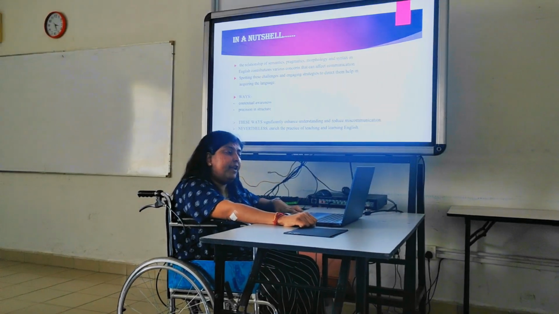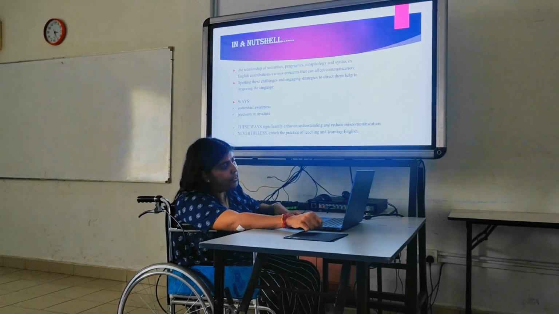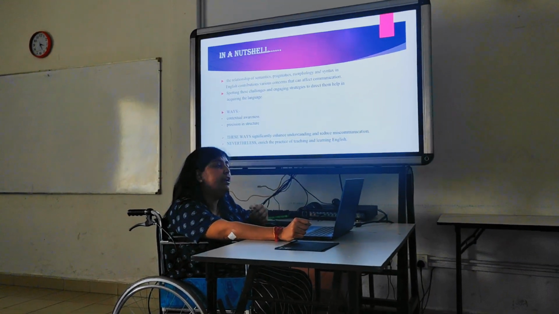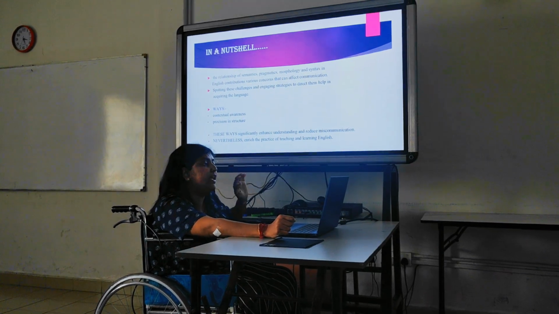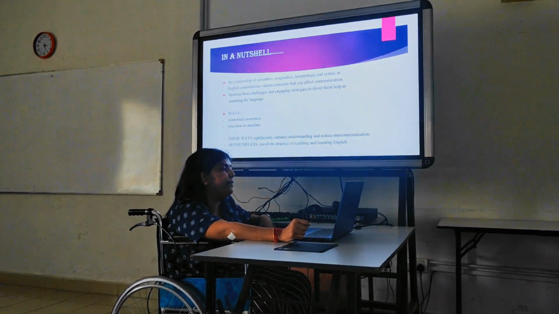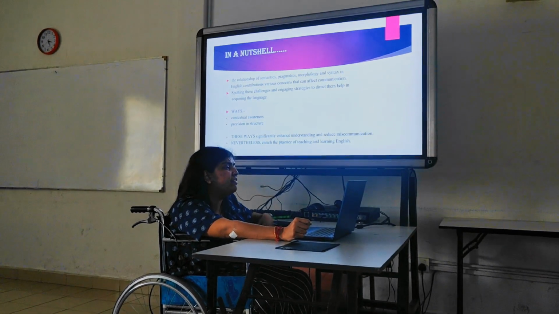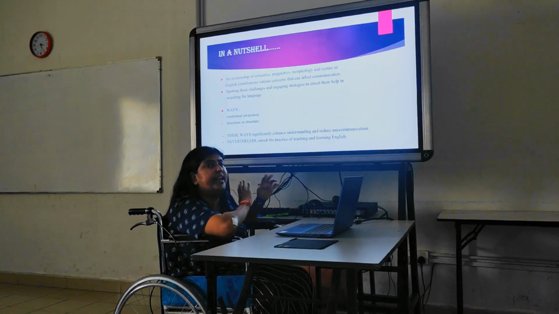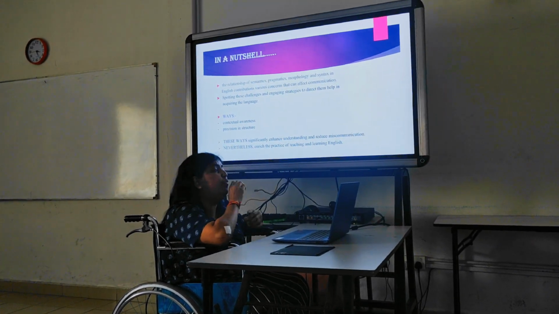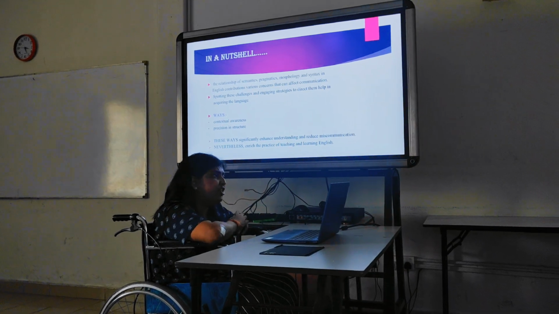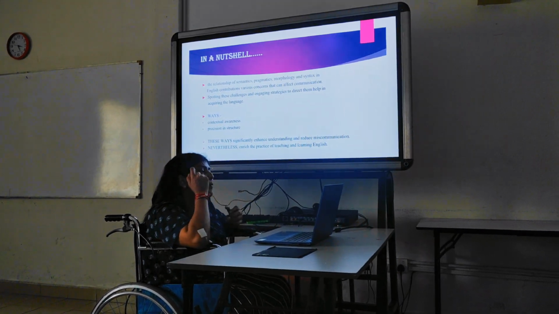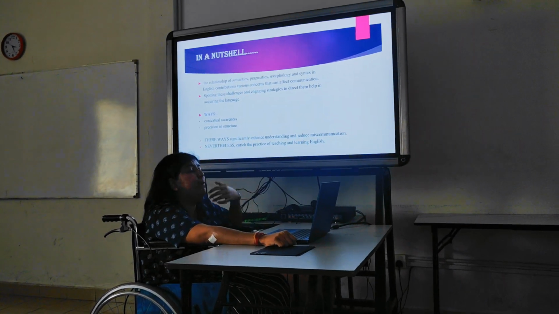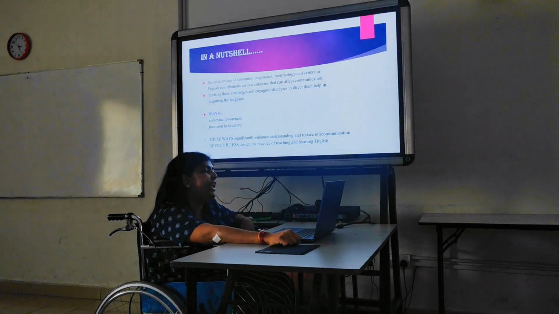So after having said all four components, it's very simple. The four components have a relationship with each other, which contributes various concerns that can affect communication if you don't get it correctly. So we need to spot the challenges and bring up strategies in order to help other people or help ourselves to acquire the language.